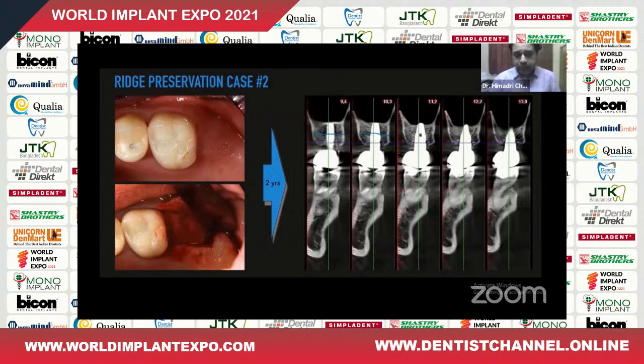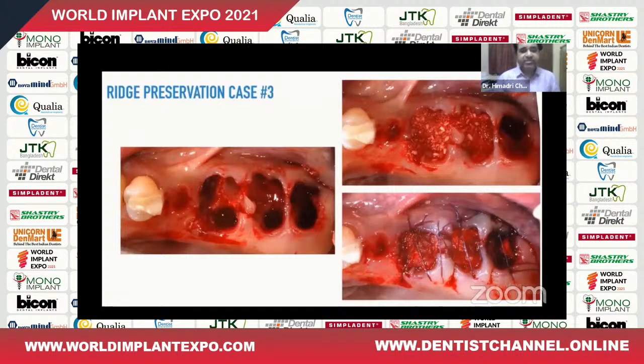Okay. So the next case is this. It's a series of extractions, and we have so many extractions. This is the first molar, second molar, and the third molar, and we have done a ridge preservation of the first and the second molar, and this is covered with PRF membrane only, no membrane other than PRF, double layer PRF membrane, and we have done a cross stitch. No other membrane has been used, only PRF, and we have placed some allografts.